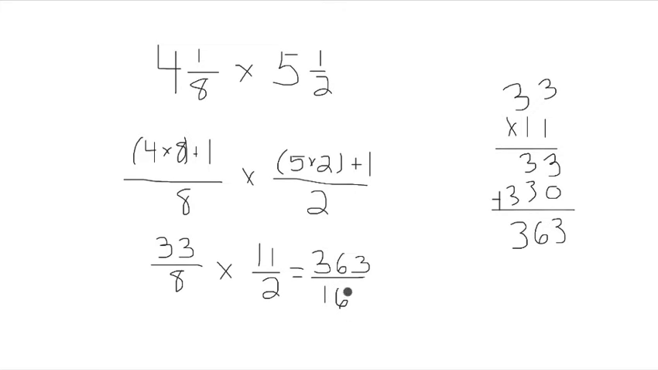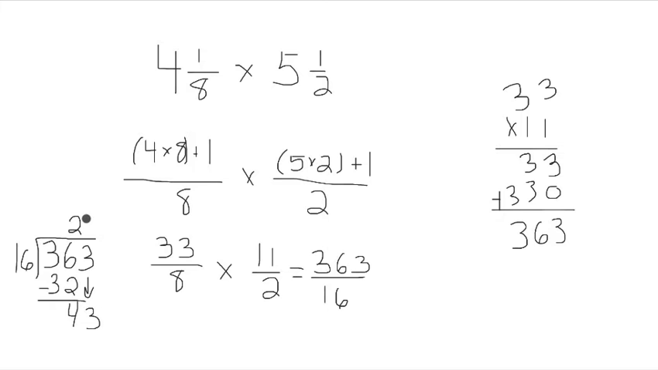Now, I don't know how many times 16 goes into 363, so I'm going to have to divide in order to convert this into a mixed number. So if I have 363 divided by 16, I know 16 goes into 36 2 times. 16 times 2 is 32. 6 minus 2 is 4. 3 minus 3 is 0. Bring down my 3.